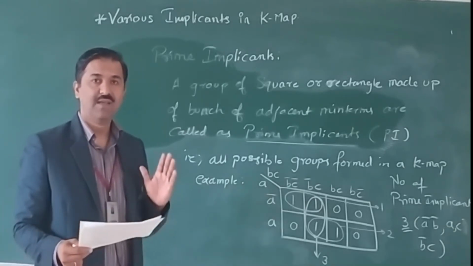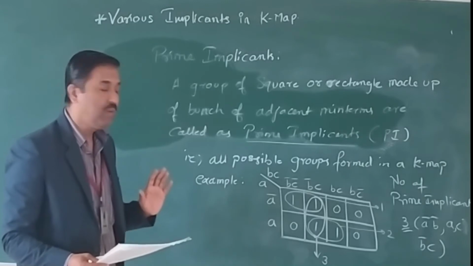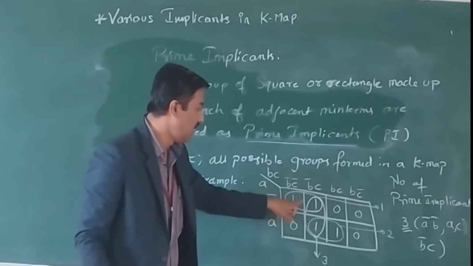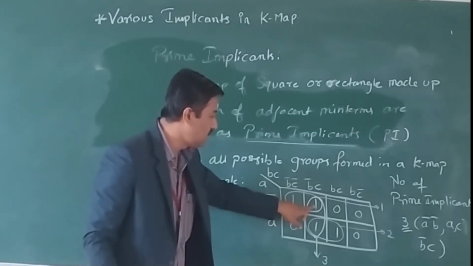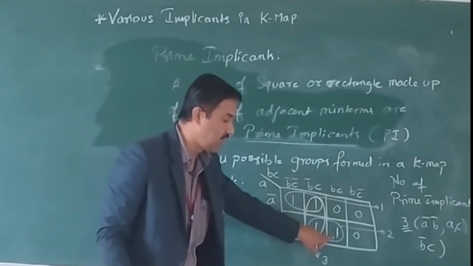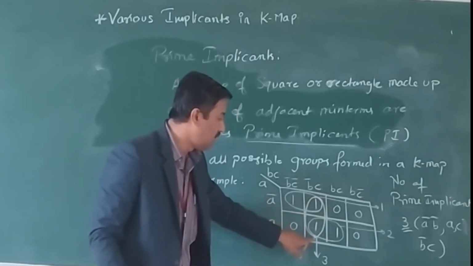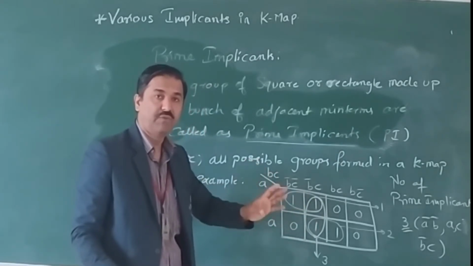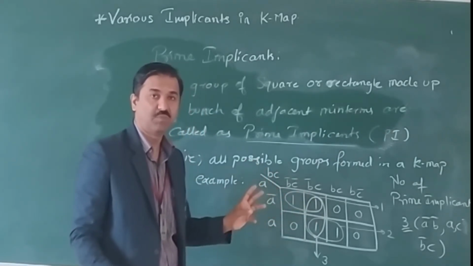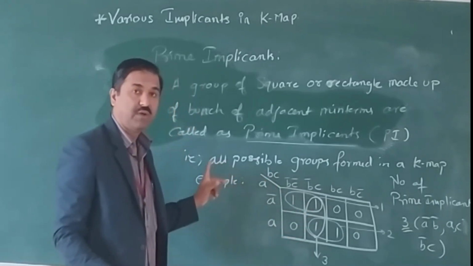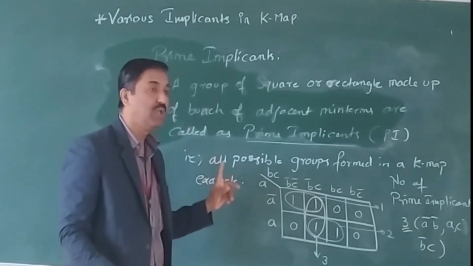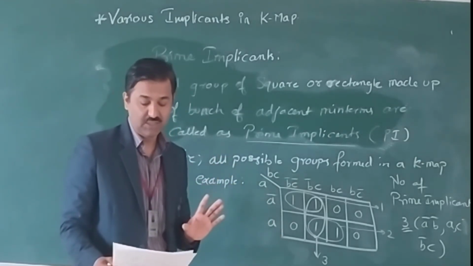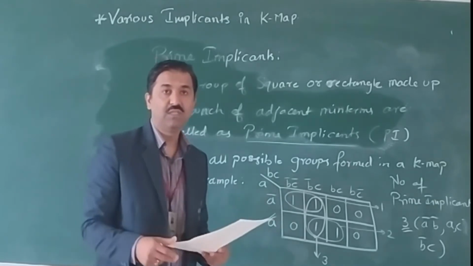In short, we call it PI. So that is all possible groups formed in a K-map. You can see that this one is getting covered here and this one is getting covered here. Grouping these two ones doesn't make any difference in the final minimum expression, but as per the definition, all possible groups that can be framed in a K-map are called prime implicants. Hope you have understood this.